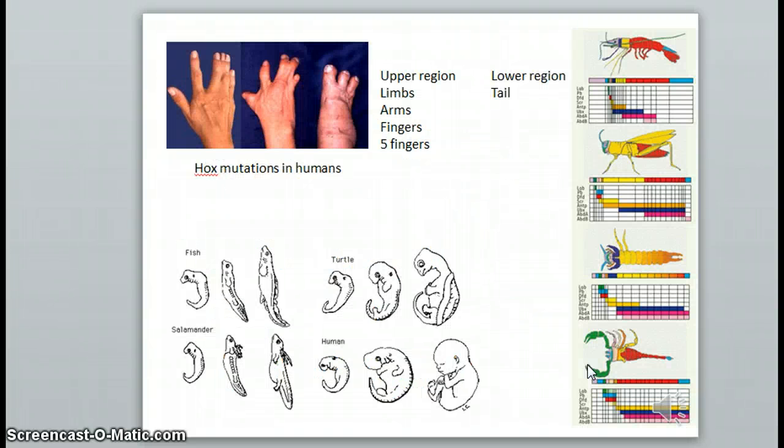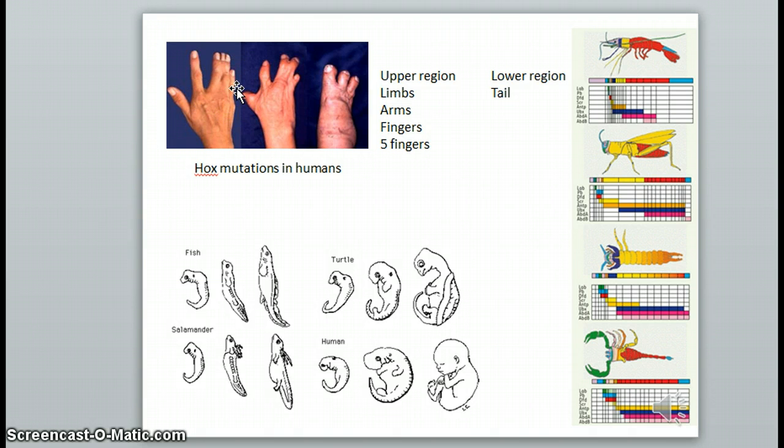We share the same Hox genes with many different animals, which is why human embryos start out looking so much like fish, turtles, and salamanders. As our cells differentiate further, Hox genes specific to humans are turned on. Some of the last Hox genes to turn on in humans are the Hox genes that differentiate between our thumb and our pinky.